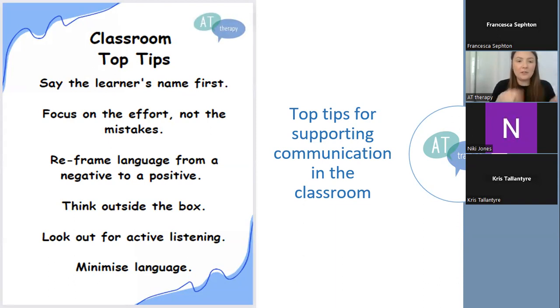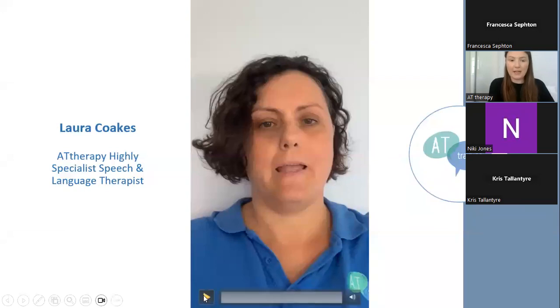So this is something that we've put together that you will get at the end of the webinar. This is just outlining some of the things that we're going to be discussing. So we're going to look at saying the learner's name first and why that's important. We're going to focus on effort and not the mistakes. We're going to reframe language from negative to a positive. We're going to look at thinking outside the box. We're going to talk about active listening, and we're going to talk about minimizing language and why that's important. So here is Laura Cokes, and she's just going to chat quickly about her top tips and give an example.